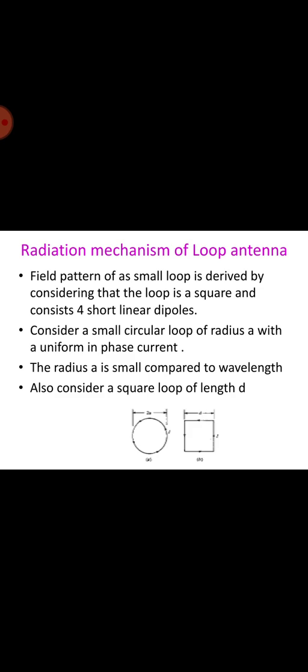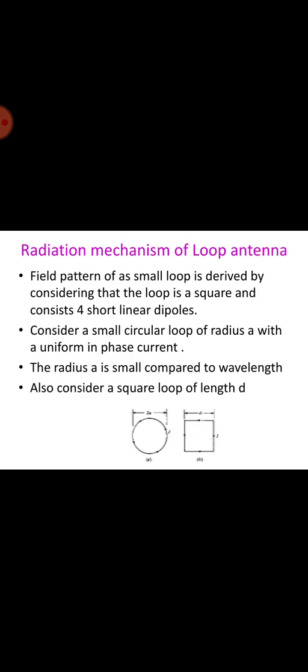The far fields of circular and square loops of the same area are the same when they are small, but different when they are large in terms of wavelength. Now let us consider a small loop.